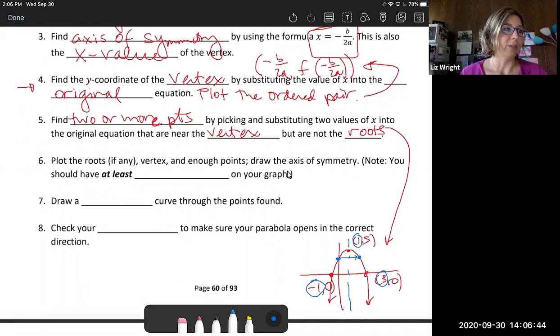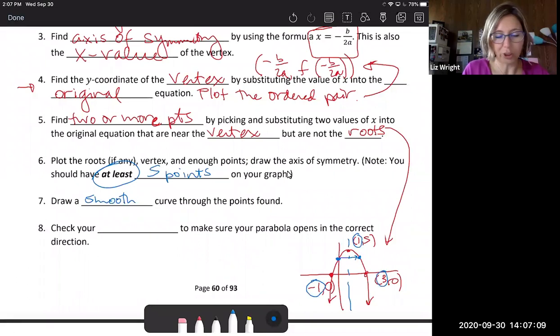All right, so then for step number 6, we're going to plot the information we would have just found, and we should have at least 5 points on your graph. So we need 5 points. Then we're going to draw a smooth curve, right? We're not making it look pointy like an absolute value curve. You're making it look smooth.